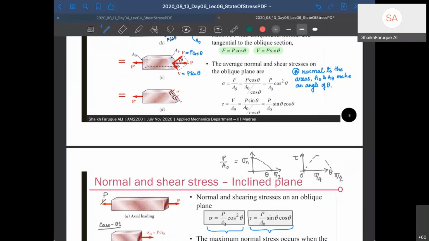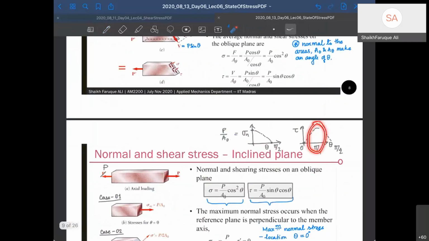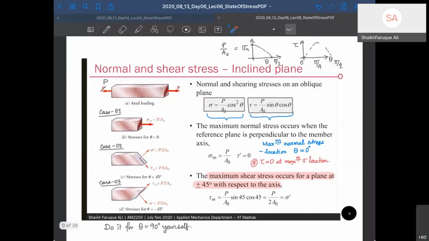So if I have an inclined plane, as I have told here already, the material can break at that inclined plane because of the shear stress acting there, because the shear stress is maximum at that point. The same thing has been discussed here. Let's say case 1 is I have a vertical cross section. Case 2, I have an inclined cross section that is 45 degree, and then case 3 is negative 45 degree. Three cases are drawn here.